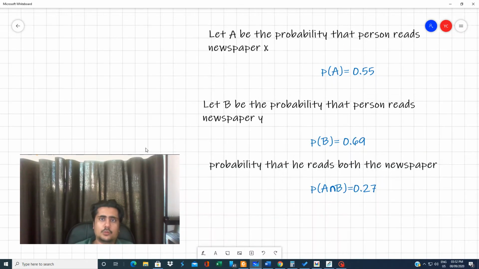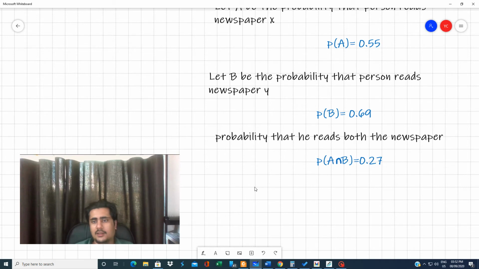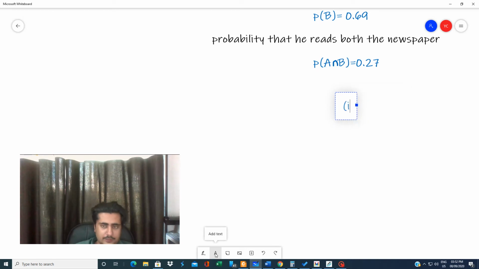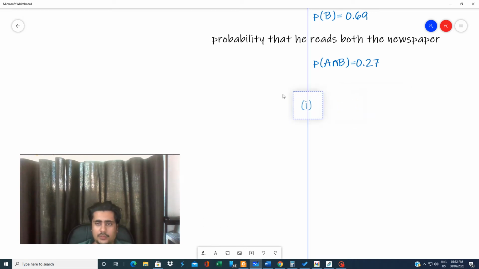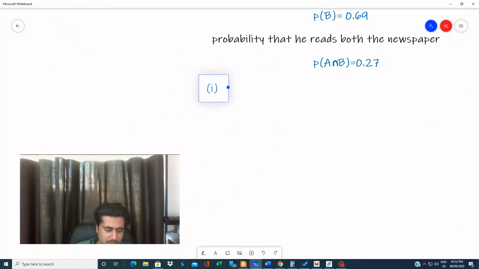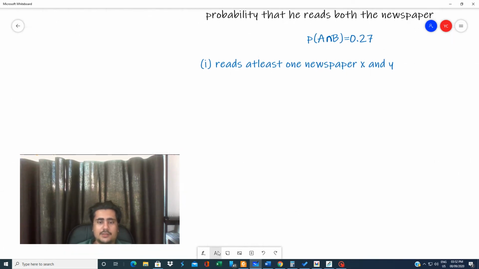This is actually a question. The probability that a person reads newspaper X, the probability that a person reads newspaper Y, and that he reads both newspapers, A intersection B. This was the given data. Now we move to the question. What is the question? They read at least one of the newspapers, X and Y. Now, what does at least mean? This at least means P of A union B.